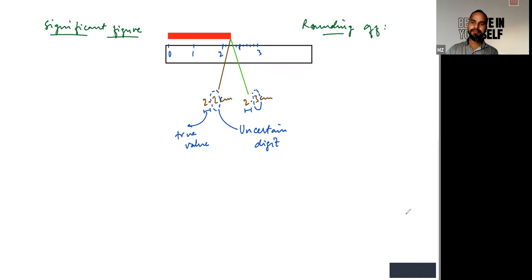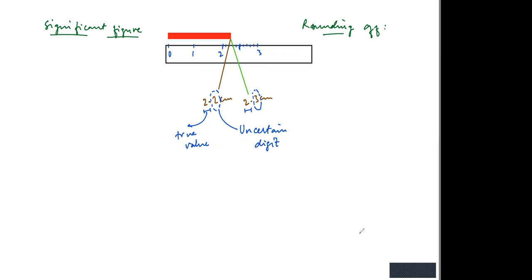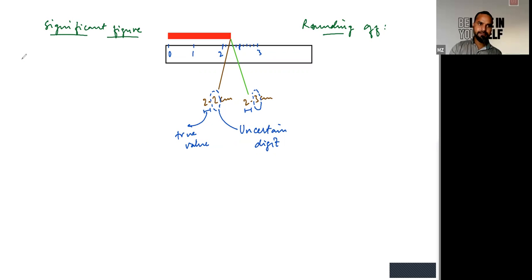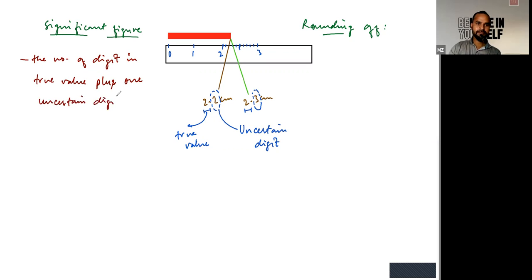Is it clear? What do you mean by significant figure? Okay, so we can say the number of digits in the true value plus one uncertain digit is called significant figure. Now we have certain rules for finding the number of significant figures in different calculations.